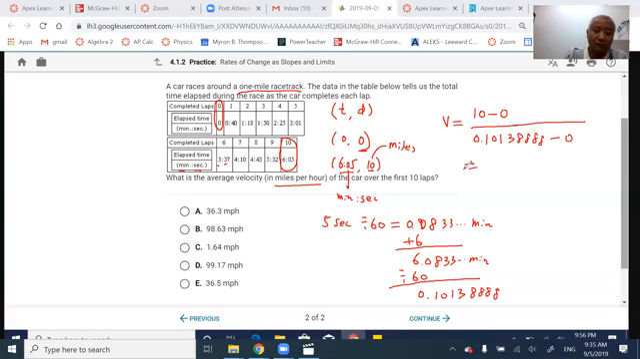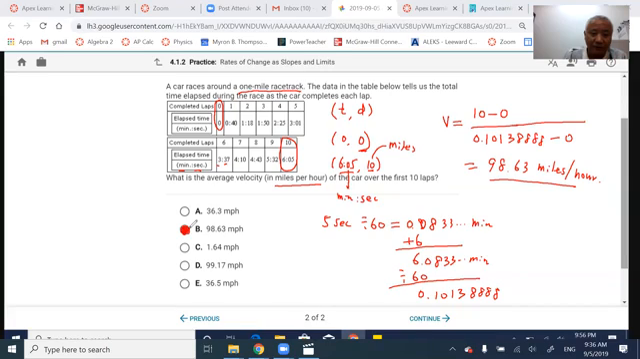So we simply do this one divided by, so 10 divided by this one, right? And so we will get, when we do this division, 98.63. Of course, this unit is miles per hour, right? So this is the answer there. Let's check which one is the choice. The B is the choice here.